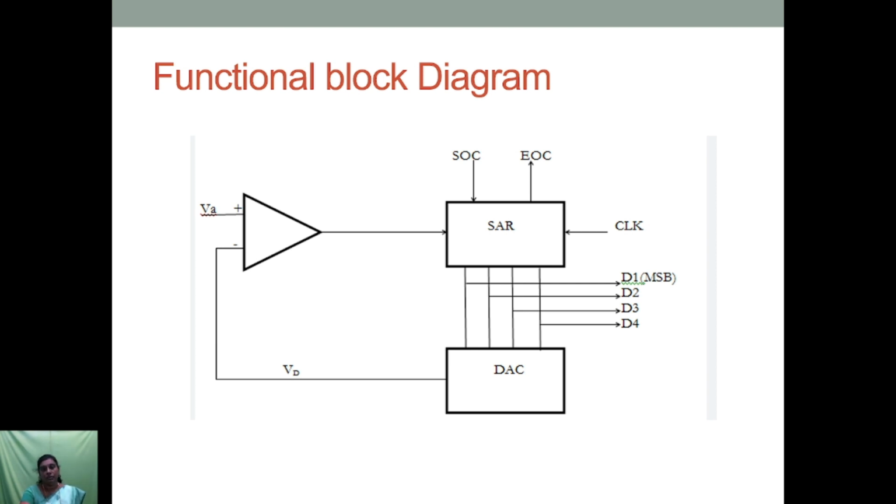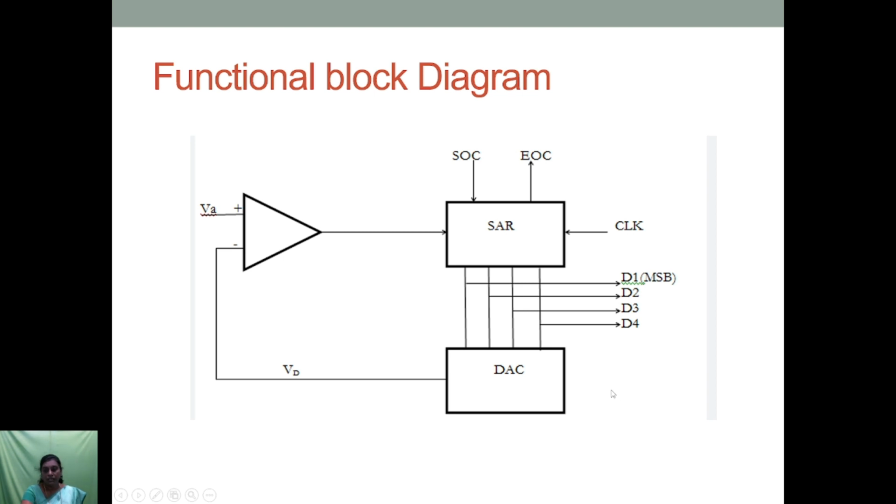This is the functional block diagram of the successive approximation type. The circuit has a comparator here, and the SAR, which is nothing but the successive approximation register. It also has a digital to analog converter, and a clock pulse is given as an input to this SAR. It also has two signals, SOC and EOC. SOC is start of conversion and EOC is end of conversion.